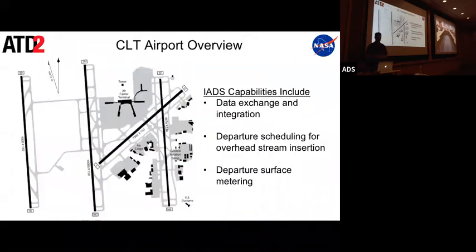Okay, and so to level set everybody, this is the Charlotte Airport. This is the airport that the Airspace Technology Demonstration 2 is being implemented at. Just to give a little bit of background, we have these 3 parallel runways. We have this 4th diagonal runway.